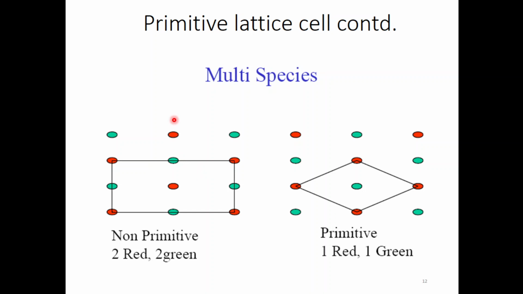As far as multi-species are concerned, how do we decide about the primitive nature? The thing is that only one point per unit cell should come from one type of species, and similarly for the other type. By considering this unit cell, we have one red point and one green point, so yes, this is a primitive unit cell. But by considering this, we have two red points and two green points, so this is a non-primitive unit cell.